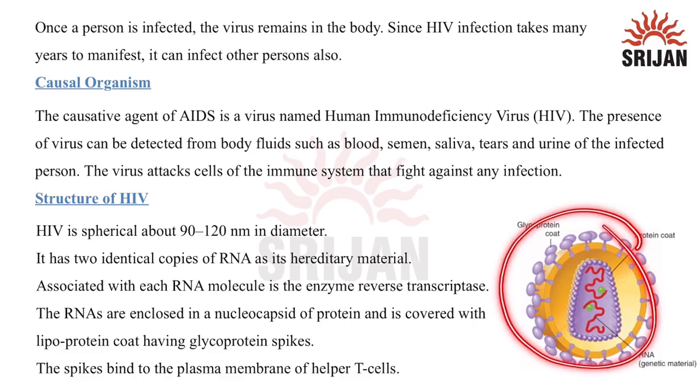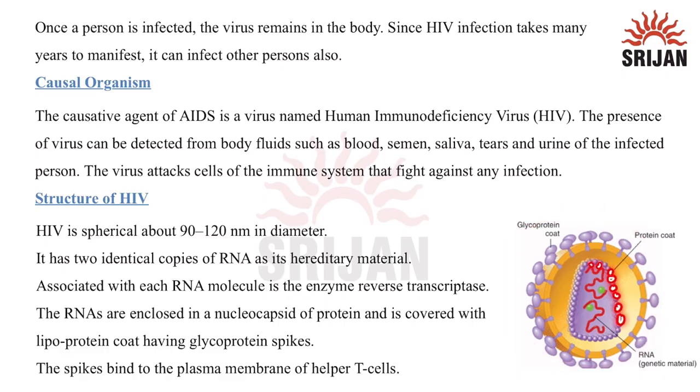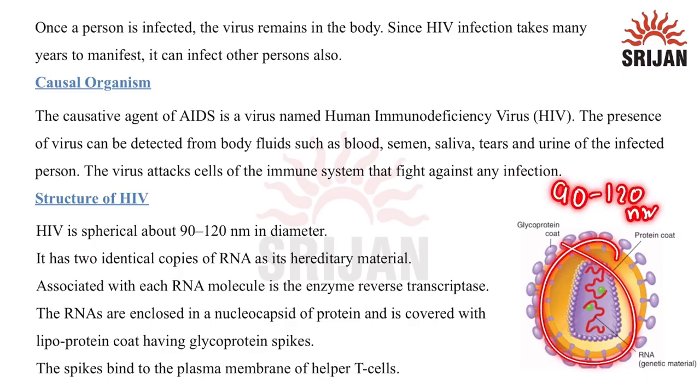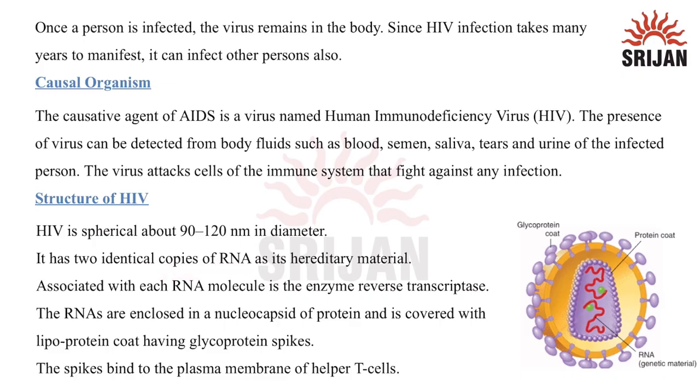So, this is a picture of the HIV virus. You can see that this is the protein coat. This is the RNA, which is the genetic material. This is the glycoprotein coat outside. Now, regarding the structure of HIV, as you can see, it is spherical and about 90 to 120 nanometers in diameter. It has two identical copies of RNA as its hereditary material. So this is one copy, this is the second copy.